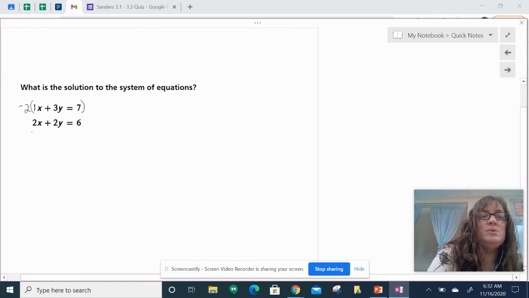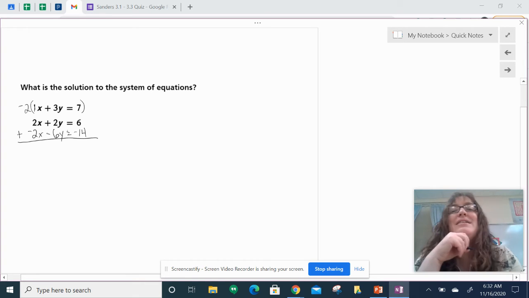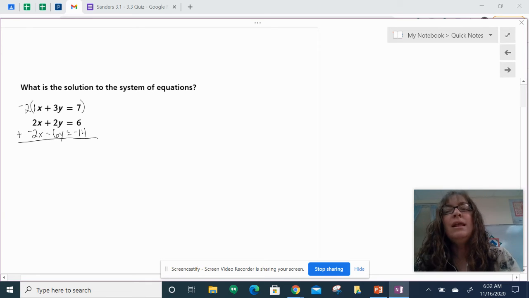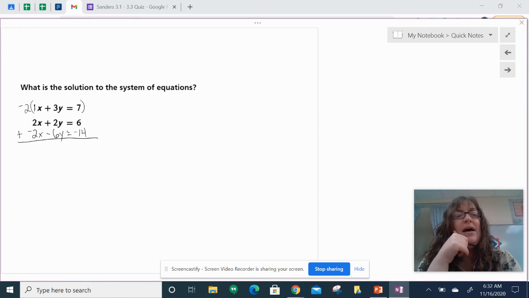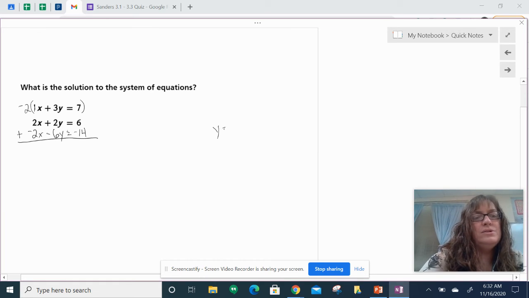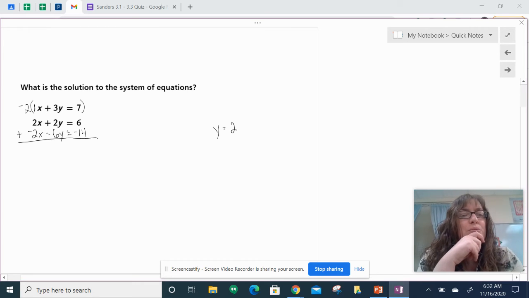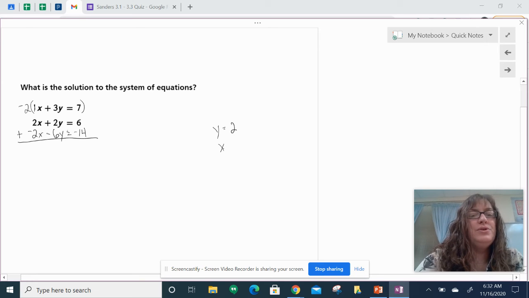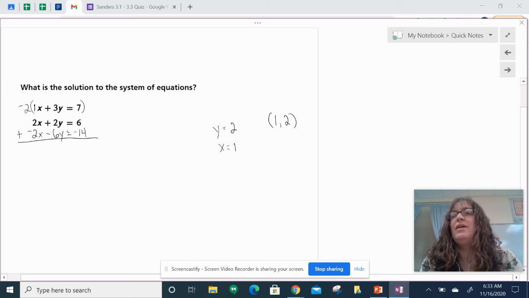So negative 2 times 1x would be negative 2x. Negative 2 times 3y would be negative 6y. And negative 2 times 7 would be negative 14. I've got opposites, and so I'm ready to add to eliminate. Again, for time's sake, I'm going to let you finish that one up. It looks like we should end up with y is equal to 2. And then if you plugged that in, you get x is equal to 1. And so we would have the solution 1, comma 2, if you want to try that one on your own.